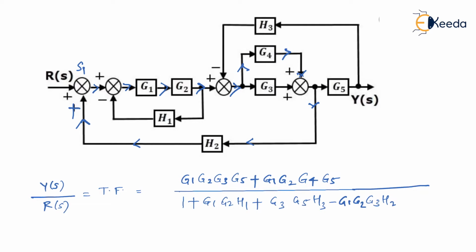So this is also another loop which you will come to know by practice. So if you loop around, you'll get G1, G2, G4, and then back to H2. And since it is positive feedback, again I'll have a negative sign here. So let's write what you get, G1, G2, G4, and then H2. Am I right?